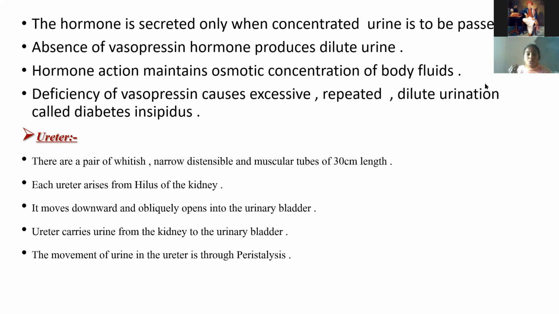That means the ureter carries urine from the kidney to the urinary bladder. There is a pair of ureters. Each ureter carries urine from the kidney and opens into the urinary bladder. Next, the movement of the urine is by peristalsis. We know that peristaltic movement is wave-like. We learned about peristaltic movement in the food digestion system.